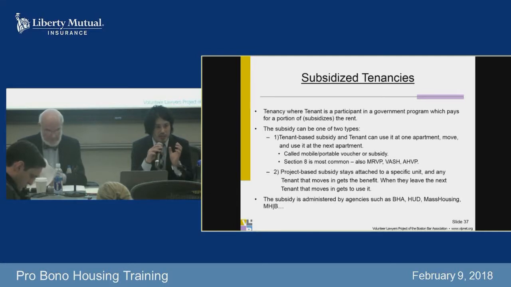But there are also a couple other subsidy programs that you might hear of. They're far less common. But you know, MRVP, VASH, AHVP, those are also subsidy programs. But again, Section 8 is definitely the most common one.